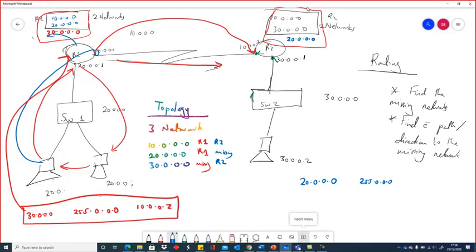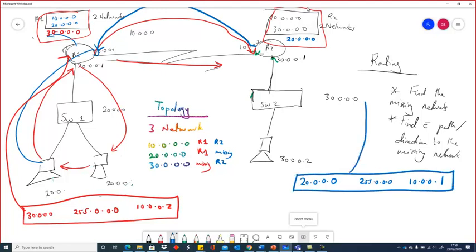If we want to go to network 20 from this router, it means the next door we have to travel to is this door. So that would be 10.0.0.1. This information that we just did, we're supposed to be putting it into this router.